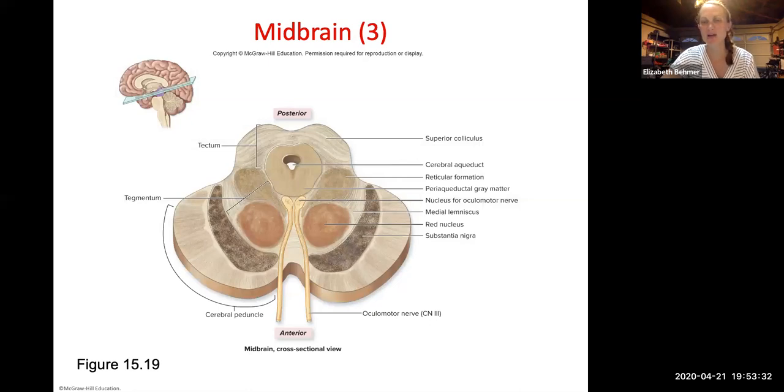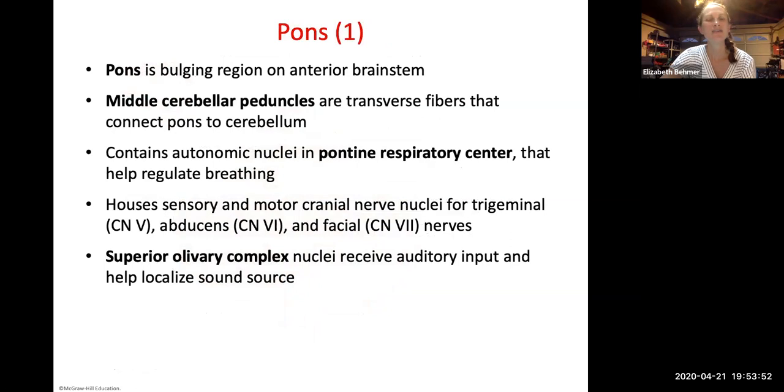Here's a midbrain cross-section view. This cross-section view of the midbrain, you don't need to worry about for anatomy, but when you get to physiology, you'll learn that parts of your reflex tracts from your nerves will synapse in this part of the midbrain. So you'll come back to this picture if you aren't scared to take physiology, which is not bad at all. The pons is the bulging region on the anterior brainstem.